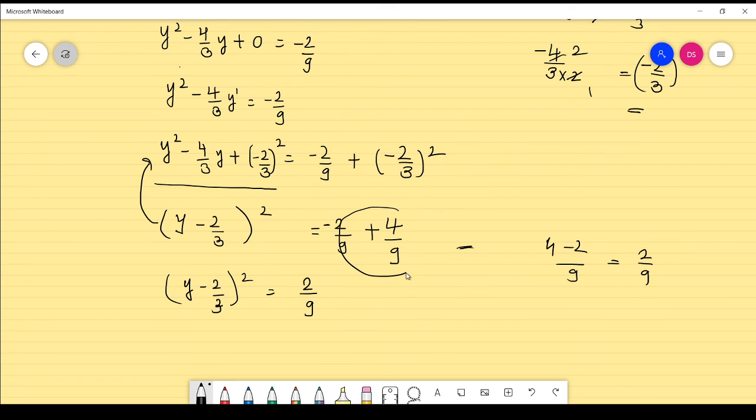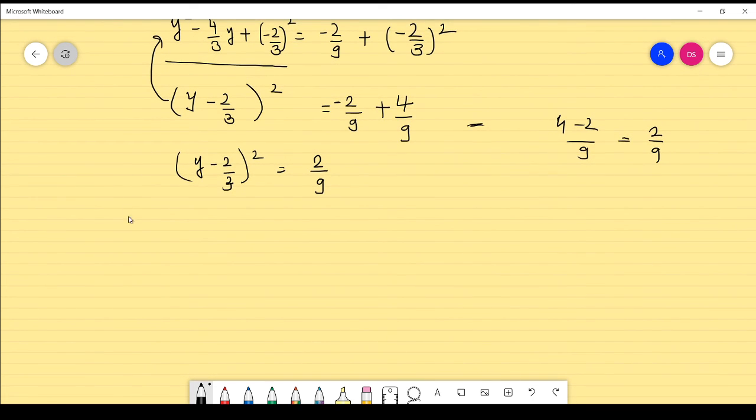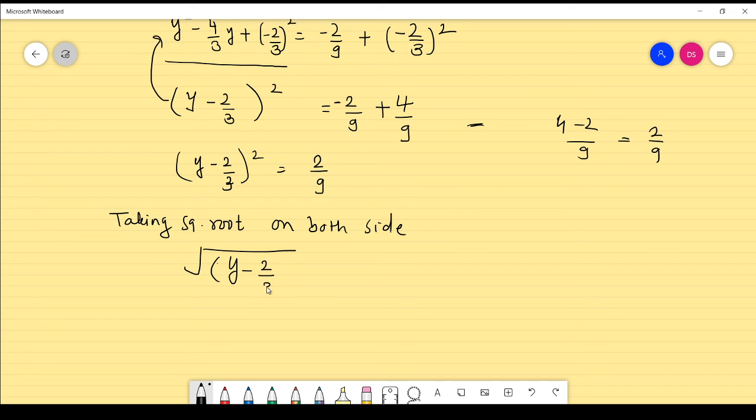So for this whole term, I'm going to take it as plus 2 by 9. Now take a square root on both sides. By taking the square root on both sides, the left hand side will be equal to plus minus, that is very important, plus minus square root of 2 by 9. Now the square and square root get cancelled. What will remain? y minus 2 by 3 will be equal to plus minus square root of 2 by 9.